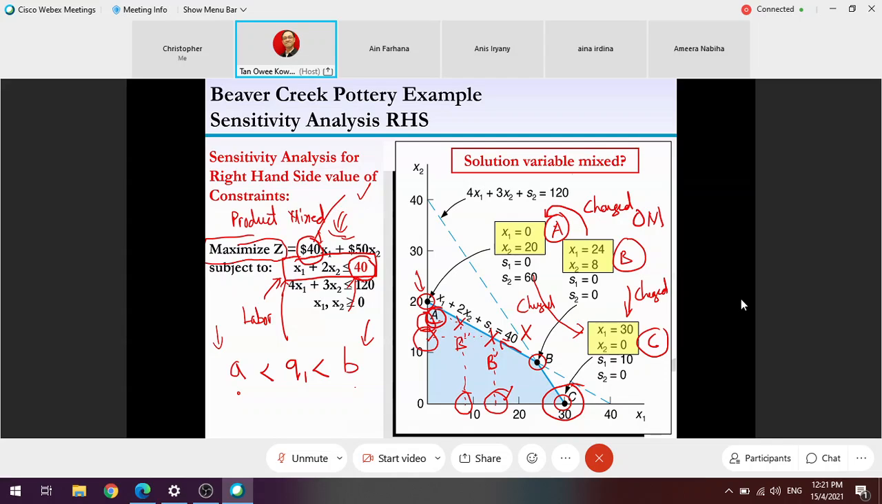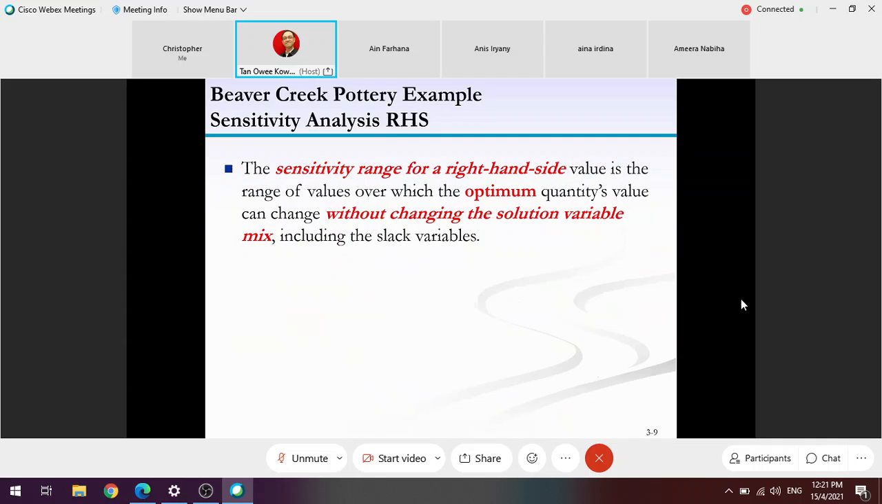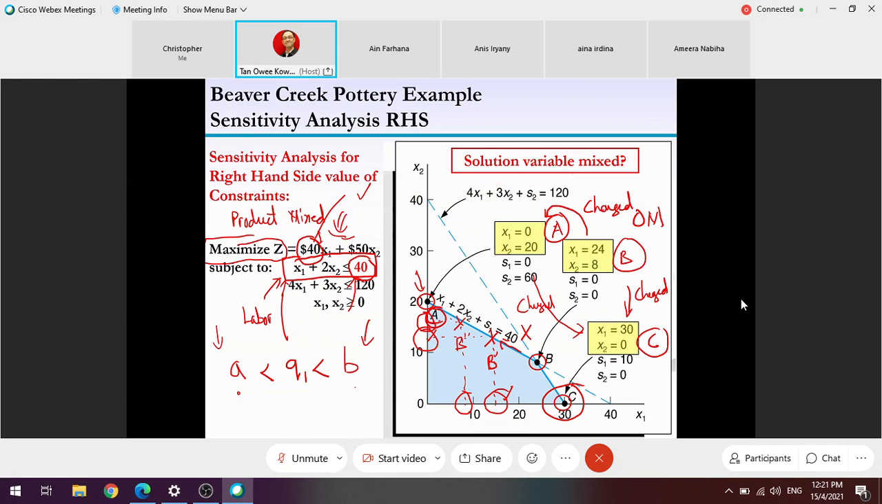But it's not only about two products; it's about a few products. All right. Next, I'm going to explain to you. The next few slides are basically only a repeat of what I explained earlier on. They explain what a solution variable mix is and what a sensitivity range is.